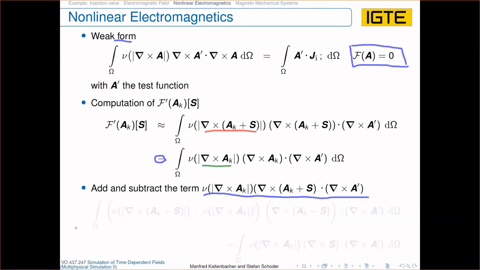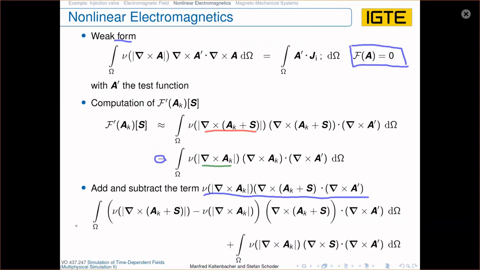Okay, so if we now do this, as I have told you, we will combine this and this with the minus sign, as you can see here. And what remains here for the plus sign is that this term cancels out. It is just a term where we have AK, AK. Don't forget that the curl of AK plus S is the curl of AK plus the curl of S. So in addition, we get here this term.